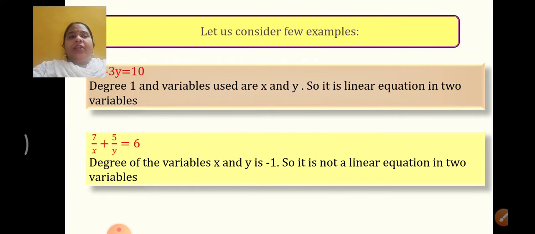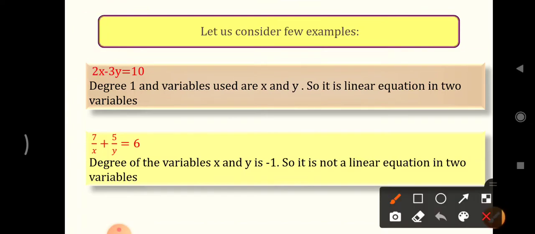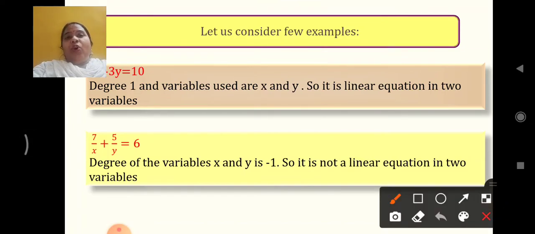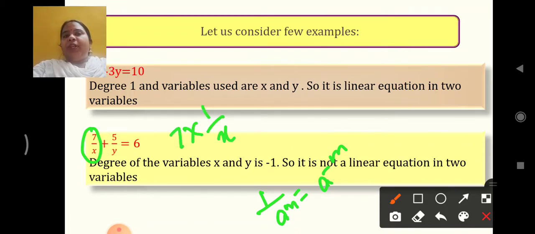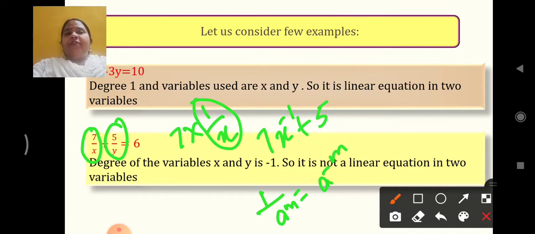In this, if you remember the laws of indices, 1 upon a raised to m is equal to a raised to minus m. This concept is used here. It is 7 upon x. When I want to take this x up, what will happen? It is actually 7 into 1 upon x. So when I take this x up, it will become 7 into x raised to minus 1. Yes, same thing will happen to this also. It will become 5 into y raised to minus 1 is equal to 6.